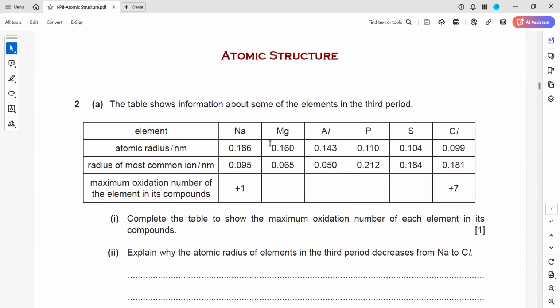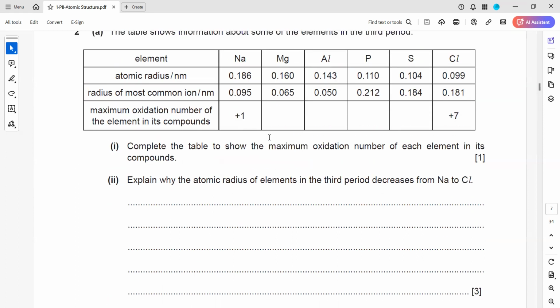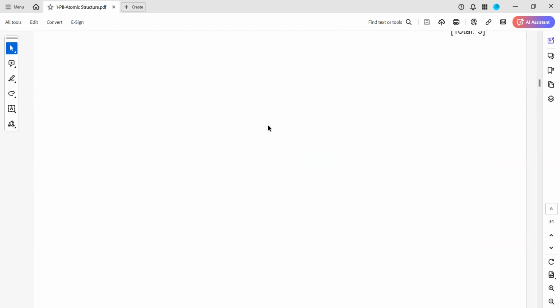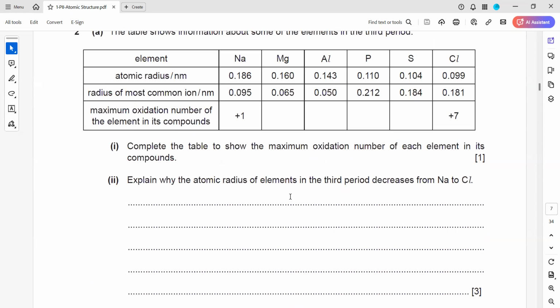Then explain why the atomic radii of elements in the third period decrease. It's the same question as we did here about the size. What is the reason why the size is decreasing as we move across the period? The points we will mention: the proton number increases, and they all have the same shielding effect. As the proton number increases, there is stronger attraction. As a result of the stronger attraction, the size will decrease. Is it clear or should I type?